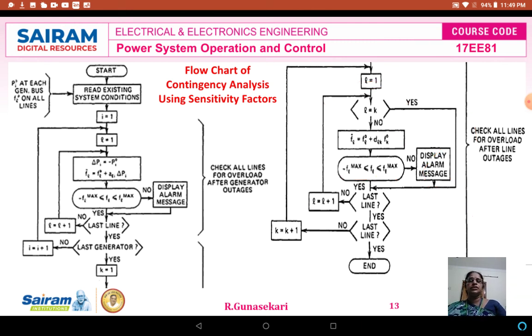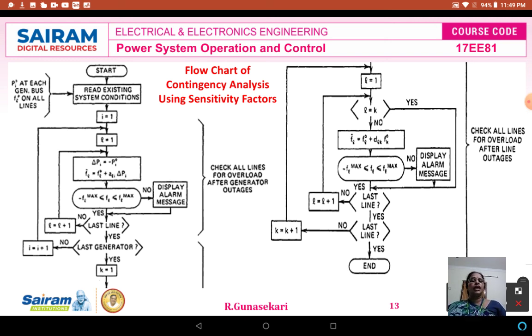So dear students, under this topic of linear sensitivity factors, two questions came. One is to explain the generation shift factors with the help of the flow chart. The other is to explain the line outage distribution factors with the help of the flow chart. In both, it is a minimum of 8 marks, maximum of 10 marks. If combined together, it is a 10 mark question only.